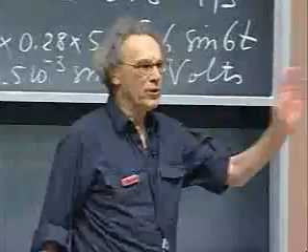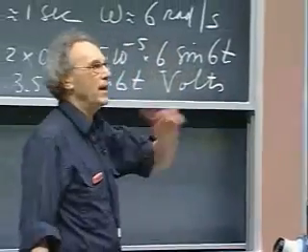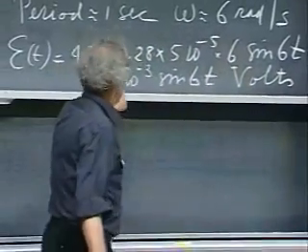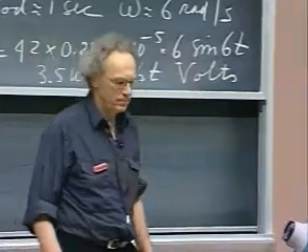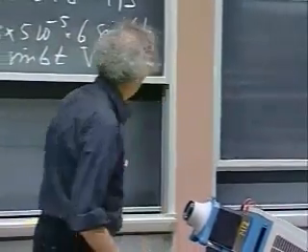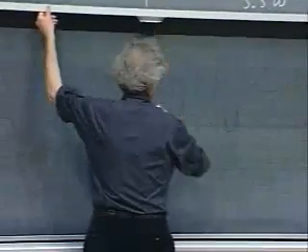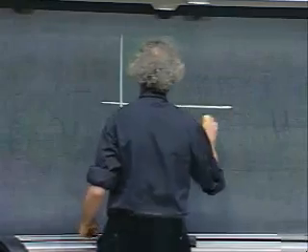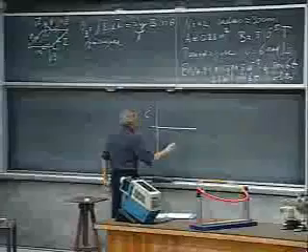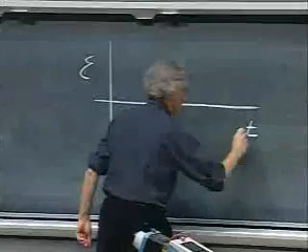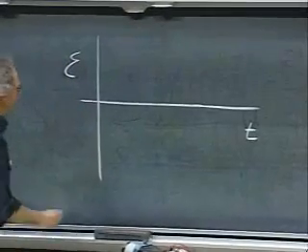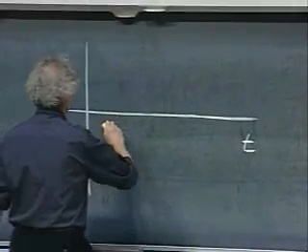So you get an alternating EMF, positive, negative, and the maximum value that you would get is 3.5 millivolts. If I look at the EMF as a function of time, it would be something like this.